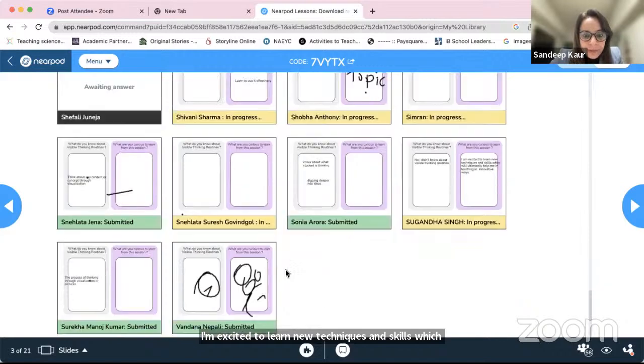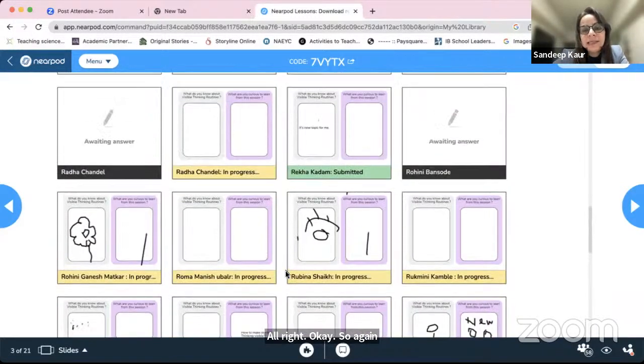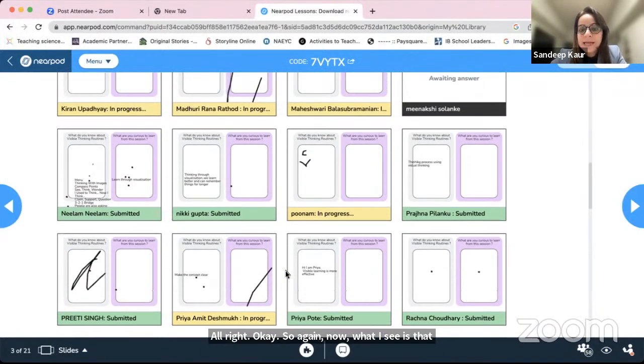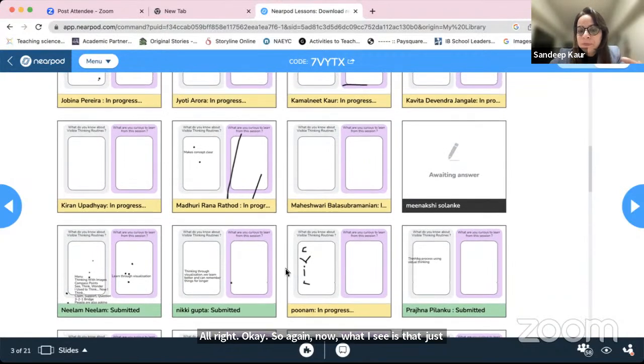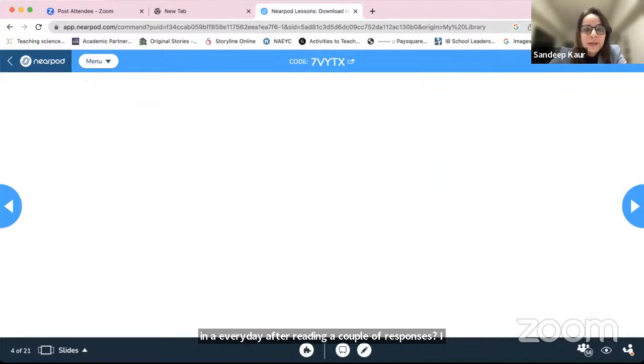All right. Okay, so again, just after reading a couple of responses, I see that what you want is how we can implement this in our classrooms. How can we apply it in our everyday plan? Where do we use it and how do we go about it? All right, so let's move forward.